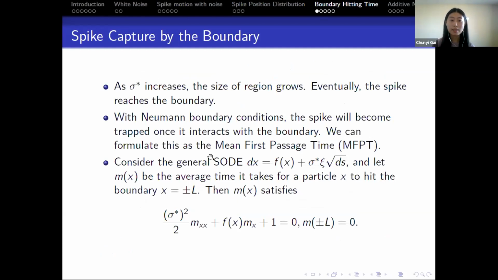Here we consider it as a mean first passage time problem. Still, to solve this problem, we start by considering the general case. Here we denote m of x as the average time it takes for a particle to hit the boundary. Then this m of x satisfies this equation with the boundary conditions: m at plus minus L equals 0. Since if initially you have a spec at the boundary, it hits the boundary immediately.